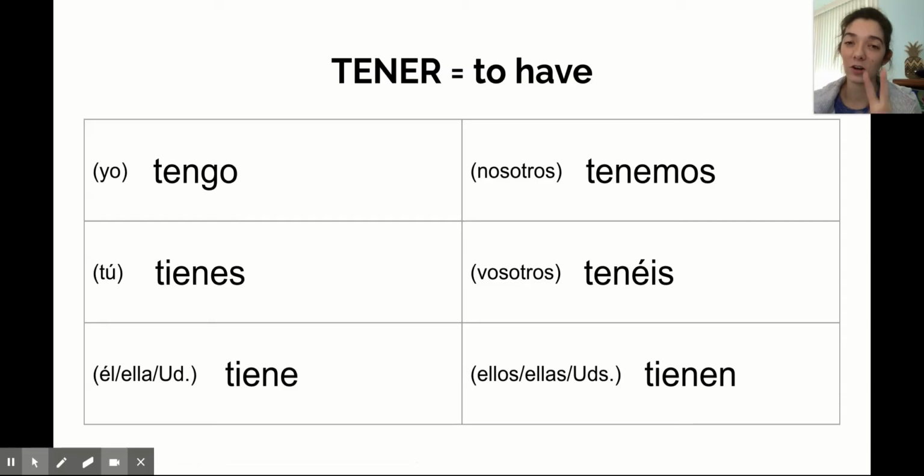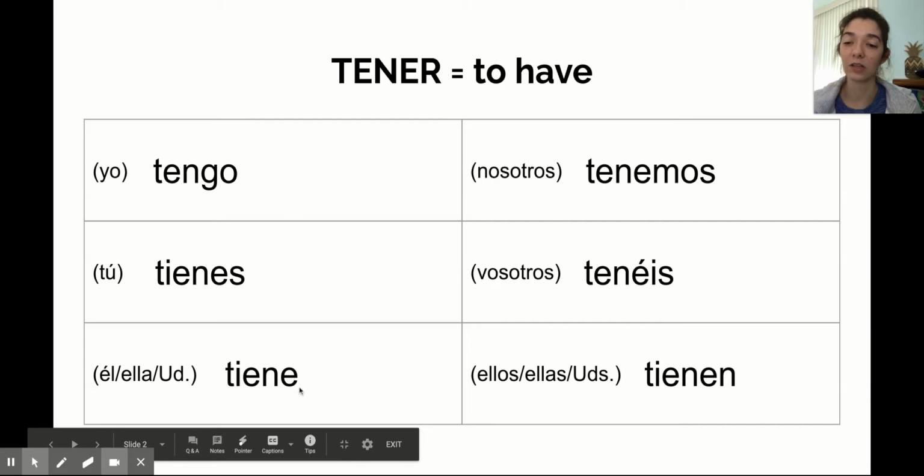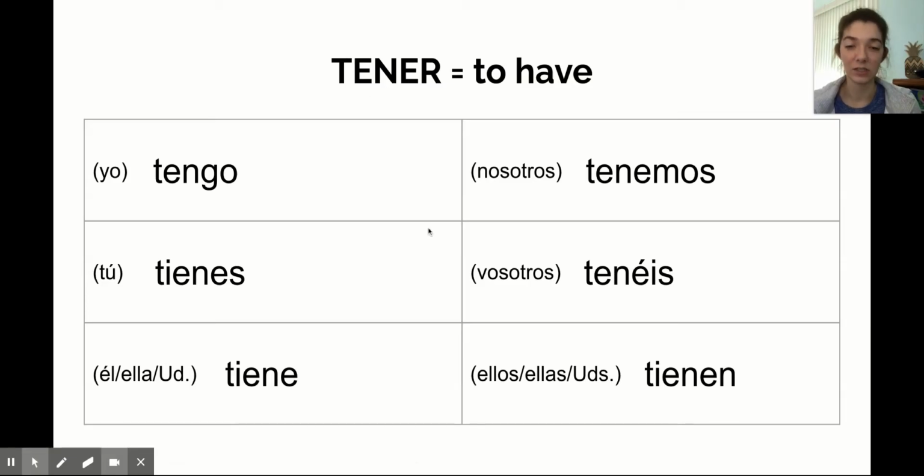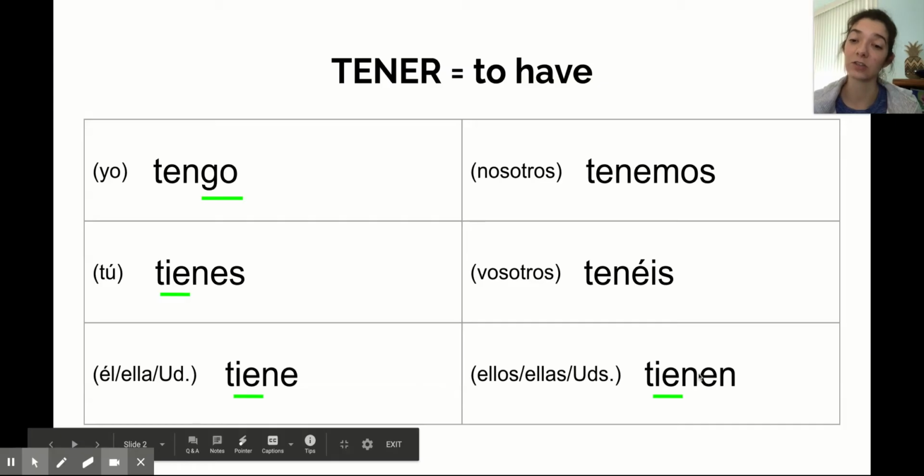So there are two things happening here. I want you to tell me between this one, this one, this one, and this one, what's different from our regular ER endings? I'll give you a hint. It has something to do with the tener. Tell me. In the O form, we got the GO, right? I kind of told you that at the beginning. In the O form, not just O, but GO: tengo. In the tú, the él, ella, usted, and the ellos, ellas, ustedes, notice the green underline there. It is not tenes, tenen. It is tienes, tienen. That's why these ones are a little bit different.